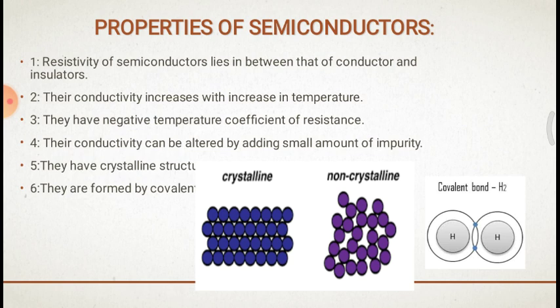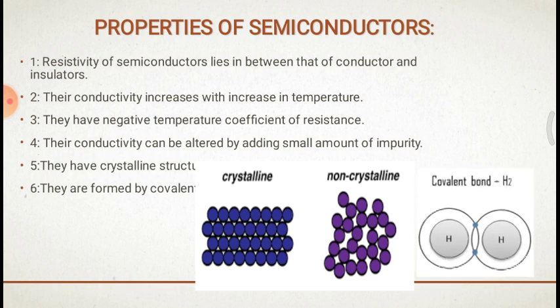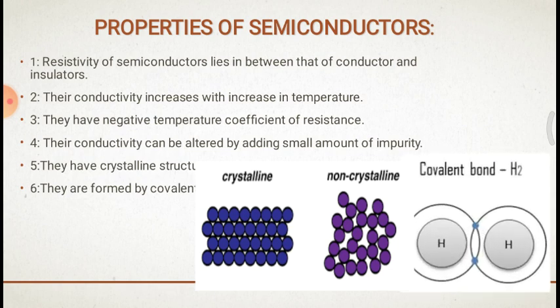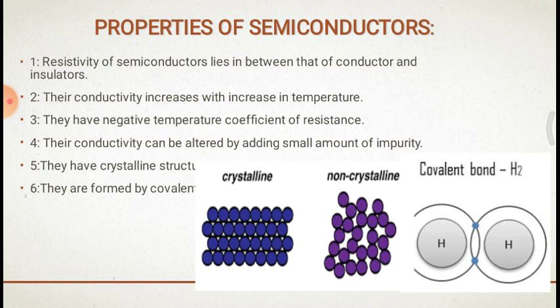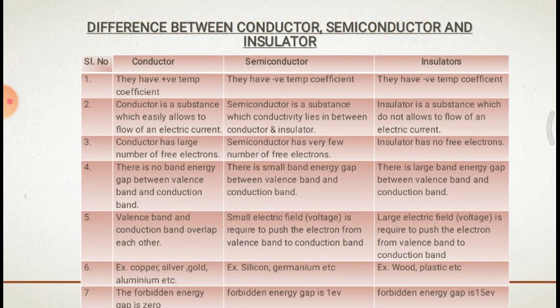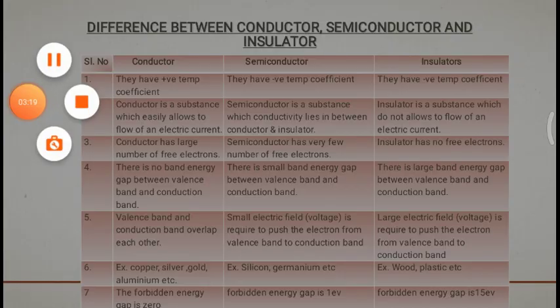Next, they are formed by covalent bonds. Covalent bonds are nothing but the sharing of electrons from one atom to another atom. That bond is created, so that is called the covalent bond. Here one hydrogen atom and another hydrogen atom are bonded by the covalent bond by sharing one valence electron each. So they are formed from one atom to the next atom by which bond? Covalent bond. Next we'll see the difference between conductor, semiconductor and the insulator.